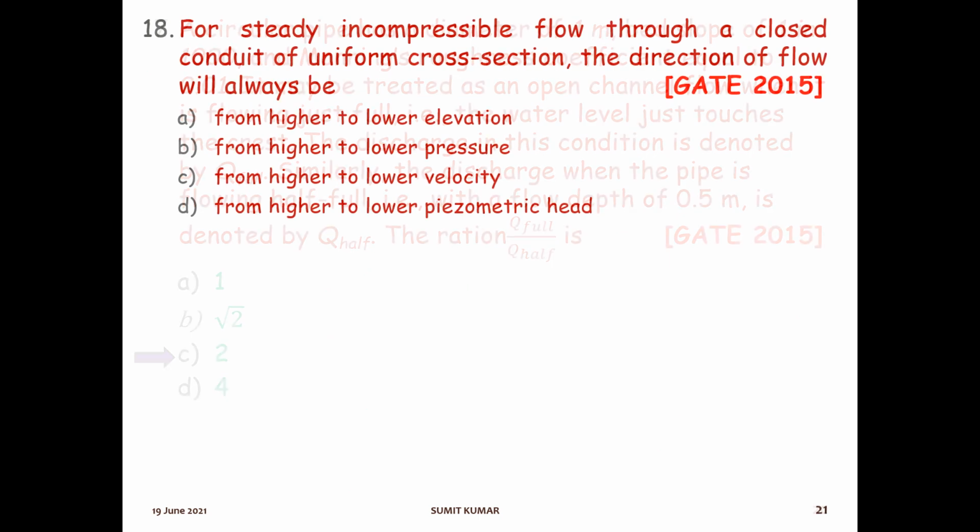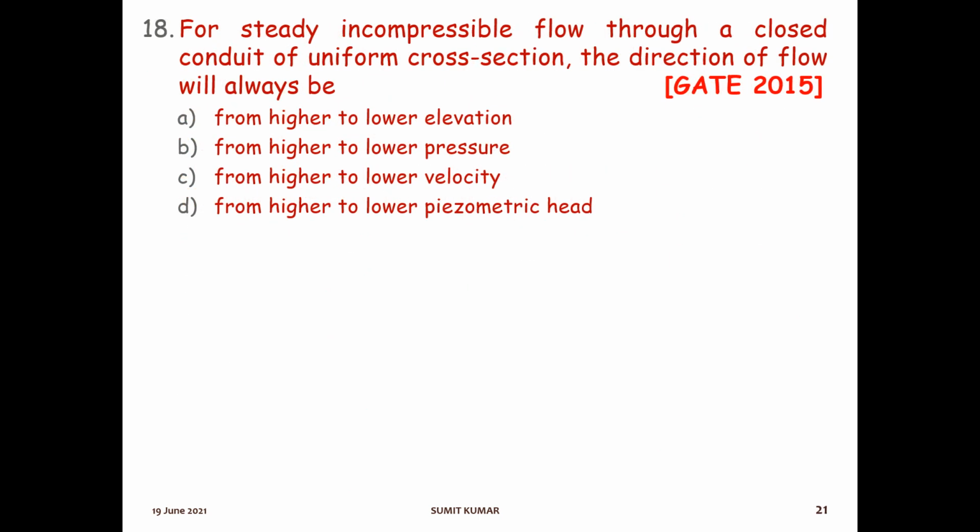Now for question number 18: for a steady incompressible flow through a closed conduit of uniform cross section, the direction of flow. For any type of flow, it is asking in which direction the flow is occurring.